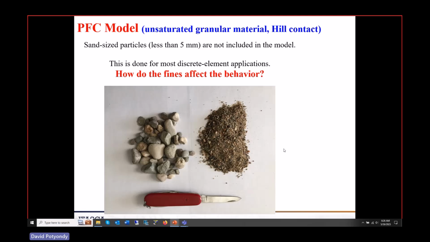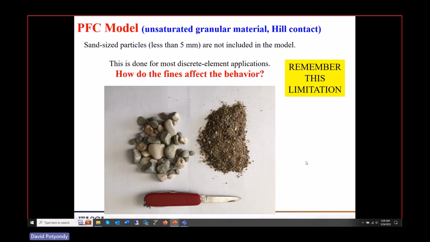The other thing is that the small particles, the small part of the size distribution, are neglected. We don't put that in our models. So here I've separated out the finer sand, the finer grains, from the bigger grains. This is the typical, they call it a class 5 aggregate, that's used in Minnesota. This is what's done in all discrete element modeling, because we just can't do that many particles. There's a huge number of particles when you start putting in the smaller ones.